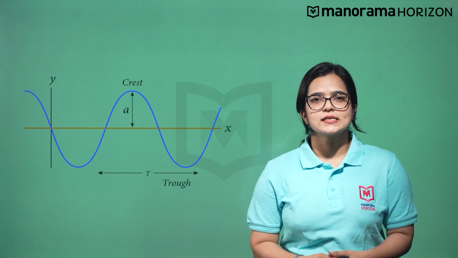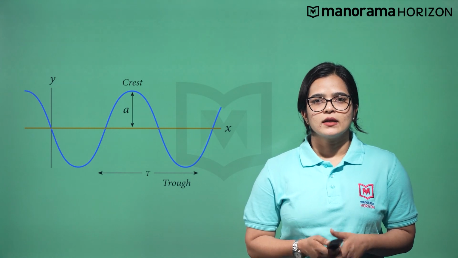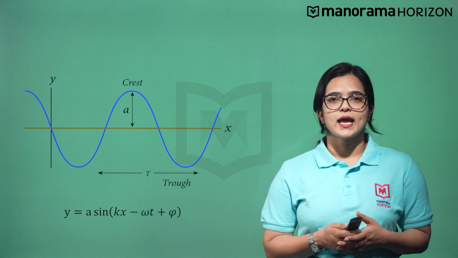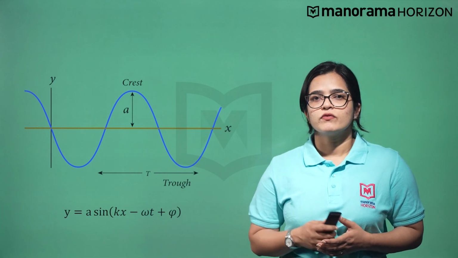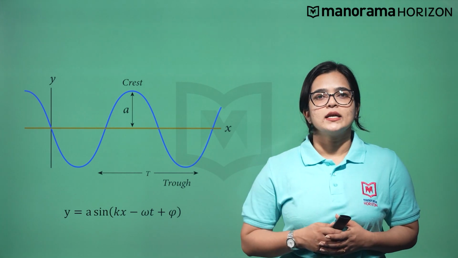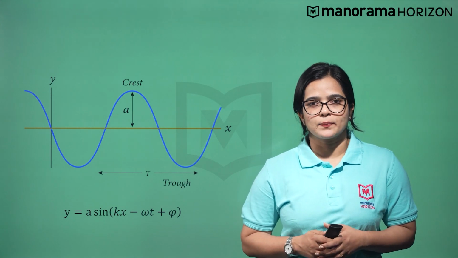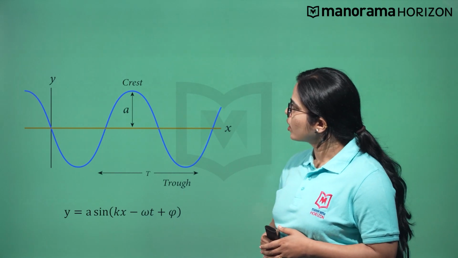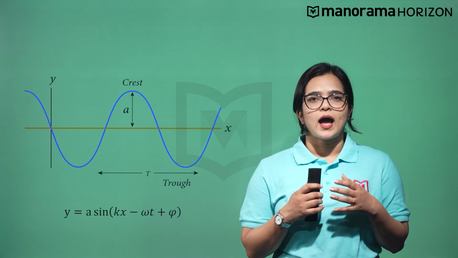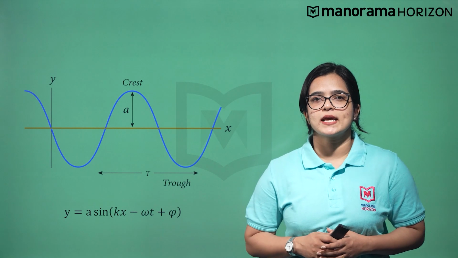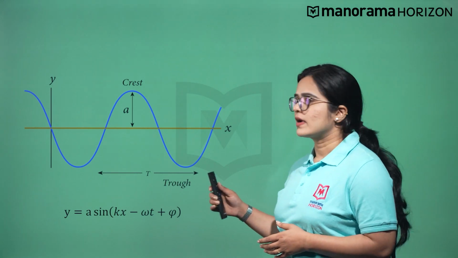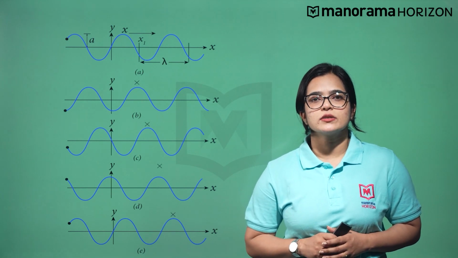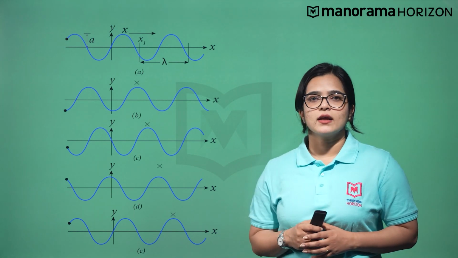Now let us visualize the graph of the traveling wave. The diagram shows the plots of y = A sin(kx − ωt + φ) for different values of time differing by equal intervals of time. Here the point of maximum positive displacement is called the crest and the point of maximum negative displacement is called the trough.